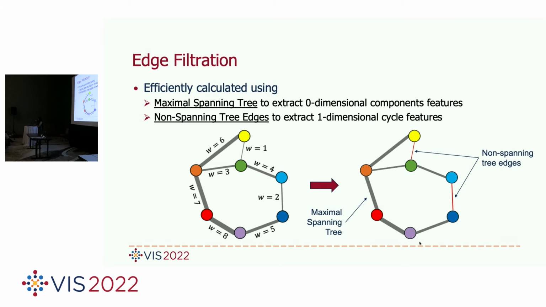To efficiently extract these features, we use a maximal spanning tree, whose construction is similar to that of a minimal spanning tree, except it selects the highest weighted edges first. The maximal spanning tree extraction resembles the 0-dimensional components, and the non-spanning tree edges can be used to extract the cycle. In the example on the right, the gray represents the maximal spanning tree component, and the non-spanning tree edges in red can be utilized to extract the 1-dimensional cycle.